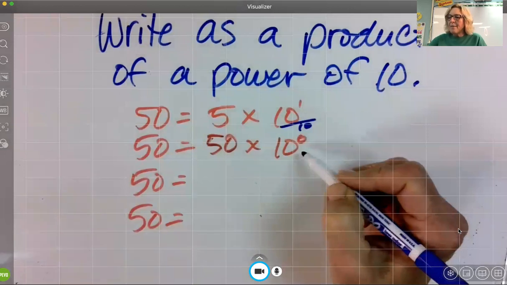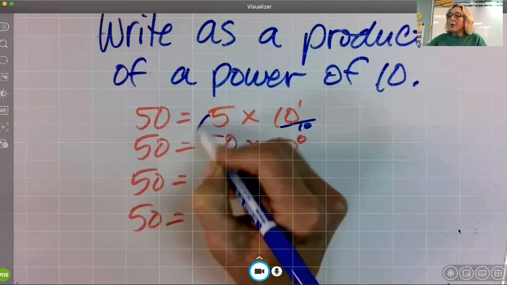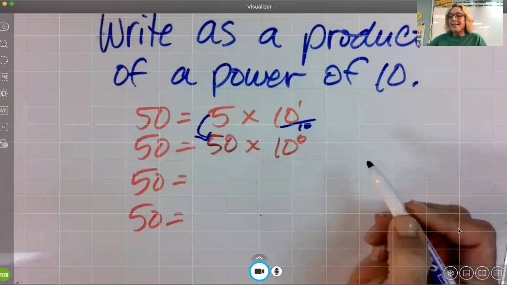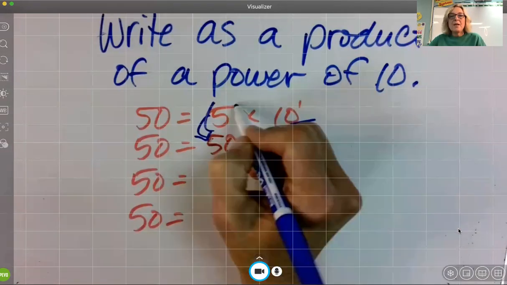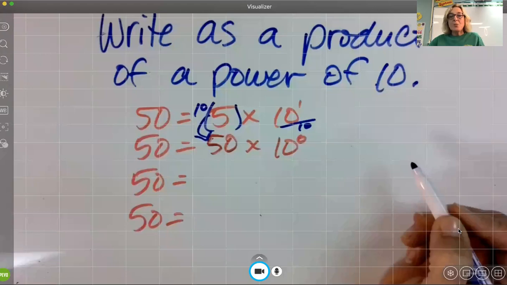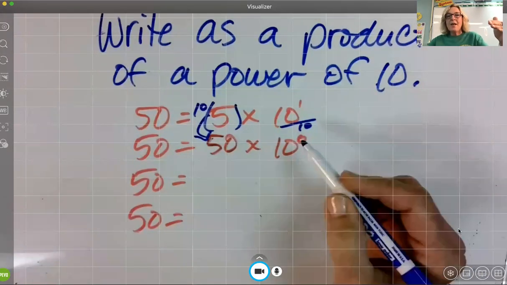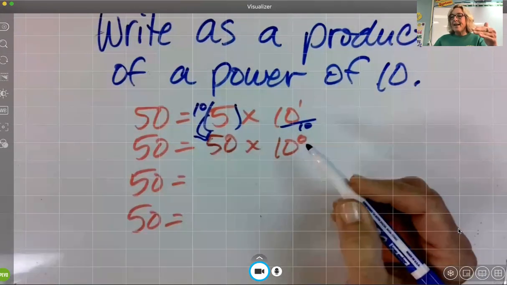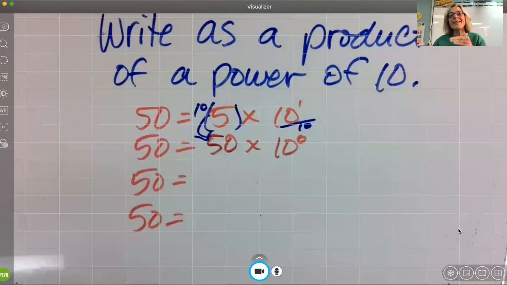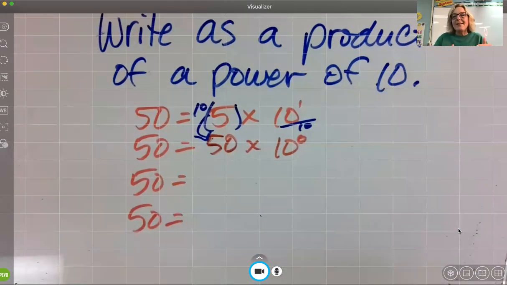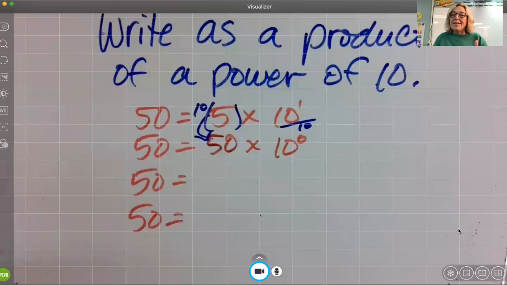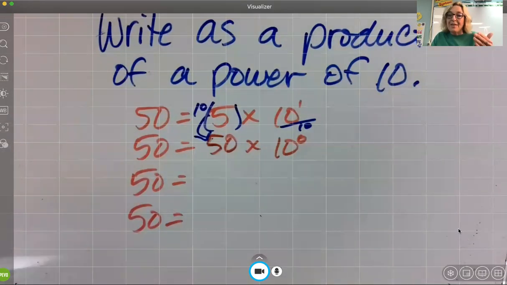Now what happened to the other factor though? How do we go from 5 to 50? Well, we multiplied that by 10 to the first power. So what we did is we multiplied one factor by 10, we divided the other factor by 10, and we ended up with an equivalent equation that's still going to give us the same product of 50. All right, so that is the pattern. Multiply one factor by a power of 10 and divide the other one by the same power of 10.